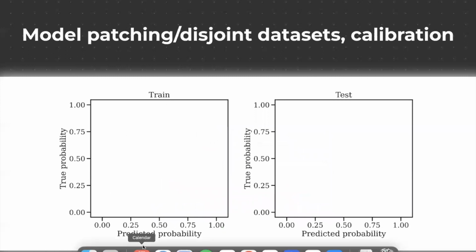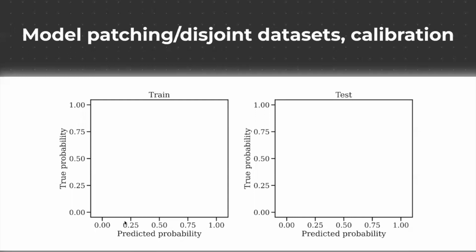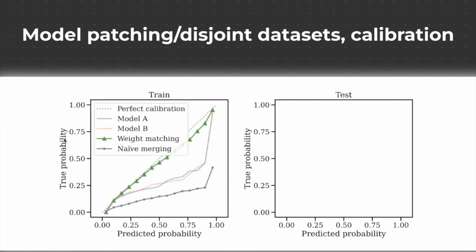So on the x-axis, I'm showing the predicted probability coming out of the model. And on the y-axis, I'm showing the true probability of the data being a certain class. So for example, if your model predicts that it's a cow with probability 10%, then 10% of the time that you make that prediction, it should actually be a cow, right? And so this is the results that we get.